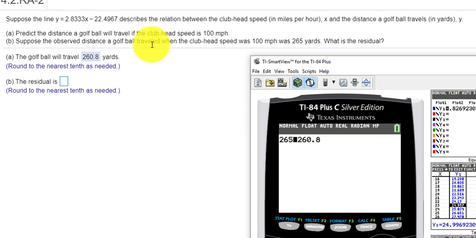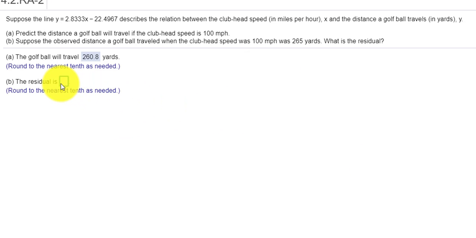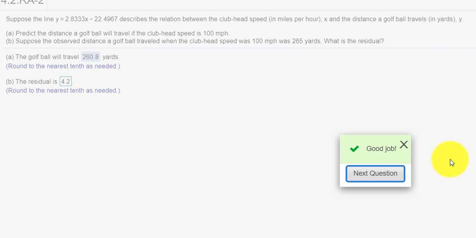So the observed was 265 yards. The expected is 260.8 yards. The residual is the observed minus the expected, which gives us 4.2. So I'll type in 4.2. I check my answer, and we get the good job.